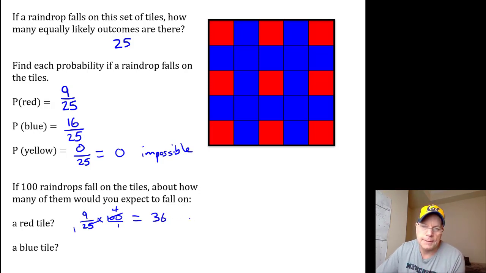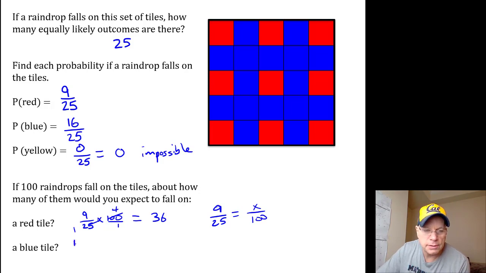Now, there's an important concept comparing experimental probability with theoretical probability. We'll get into that more tomorrow, in tomorrow's Nearpod lesson, but you would expect 36 to land. Chances are that it wouldn't be exactly 36, but that's the expectation based on the probability. If you thought of it this way, 9/25 equals x over 100. That's a good way of thinking of it also.